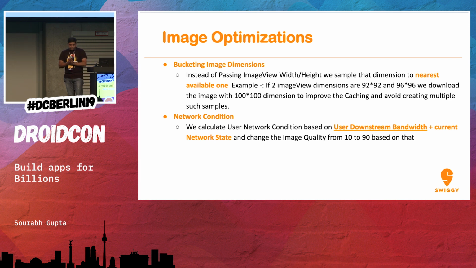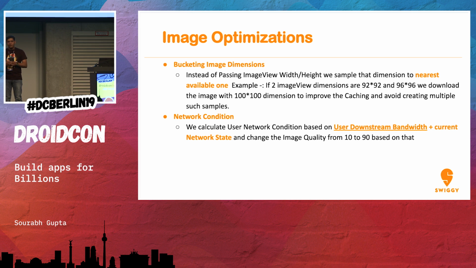Bucketing image dimension is the thing we tried on top of your quality. We have multiple image views inside the app. If we calculate the image view width and height and download the image based on that, we end up making too many dimensions to the network. So what we have done is, based on your image view width and height, we bucket the images.